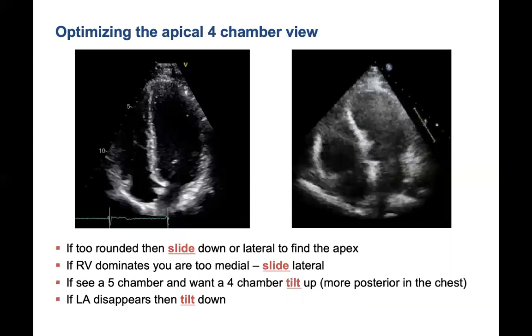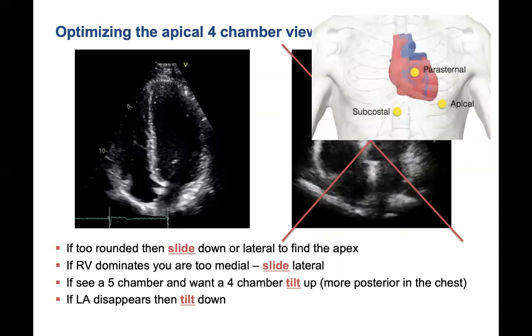In optimizing this view, remember we said that we want that apex to be pointy and triangular and not rounded. And we want that septum to be up and down. So out of these two views, the one on the right is going to be less than ideal, and the one on the left is going to be more ideal. If you see that your picture is too rounded, we want to slide down or lateral.